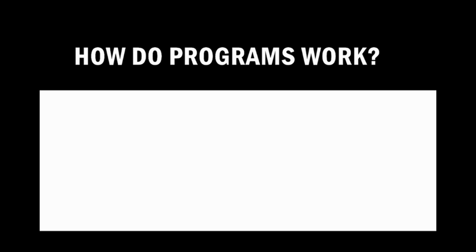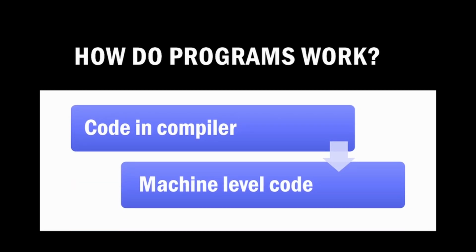Today we'll be talking about garbage collection and memory management in general. Before we start talking about garbage collection or memory management, we need to first preliminarily know how programs even work. So to start with, the preliminary step would be converting the code that we have into machine level code, which is taken care of by the compiler or the interpreter depending upon the language.